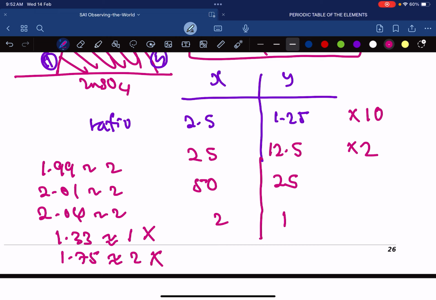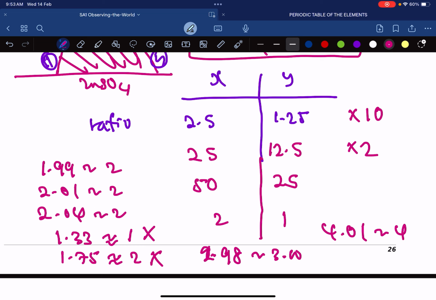It's wrong. You can only assume such approximations if the numbers are very close, like let's say 2.98, we can assume this is 3. That's not a problem. Or 4.01, we can assume this is 4.